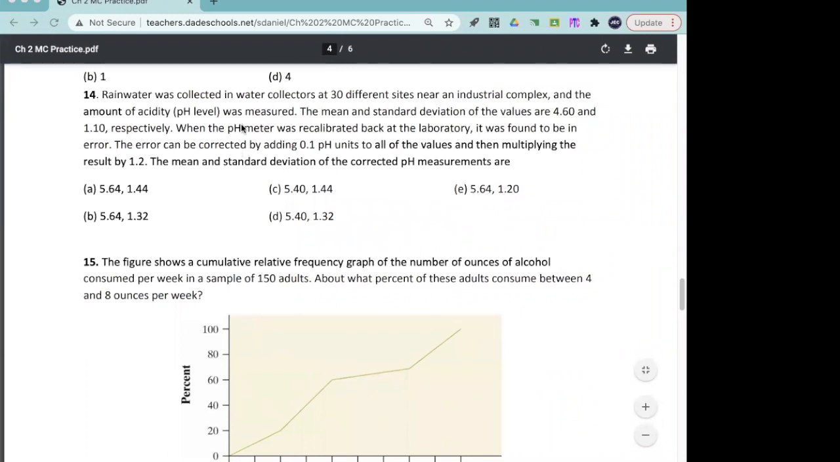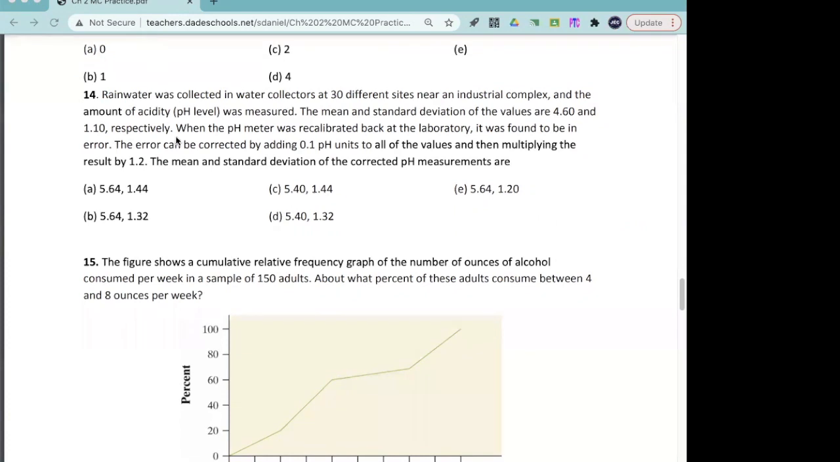Okay, so for 14, for the mean, you just do what they say. You could add the 0.1 and multiply by 1.2. That's fine. The standard deviation, you don't ever add. You just do the multiplying. So you're just going to multiply the standard deviation by 1.2. Because remember that if you just add a certain amount to different numbers, it doesn't change how far apart they are, how spread apart they are. It's the multiplying that actually changes that standard deviation.